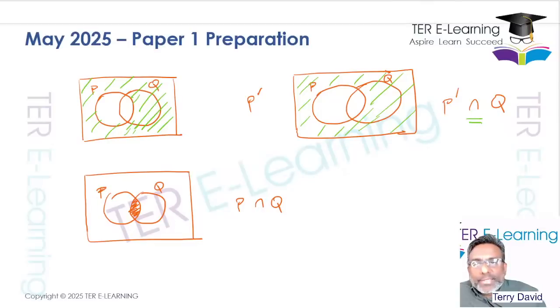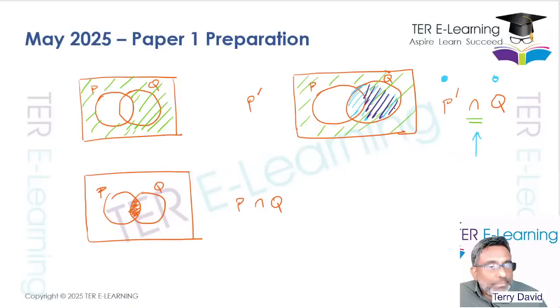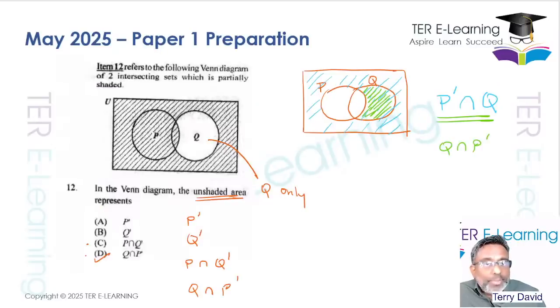Let's use a different color here to represent Q. Everything inside of Q represents Q. But because we're doing an intersection, we need to figure out what shaded region overlaps with the other shaded region. The only thing that overlaps with both of them is this piece here. So this is similar to what we're working out on the last question, where we have P complement and Q. That's why the answer here is Q intersect P complement. That making sense?